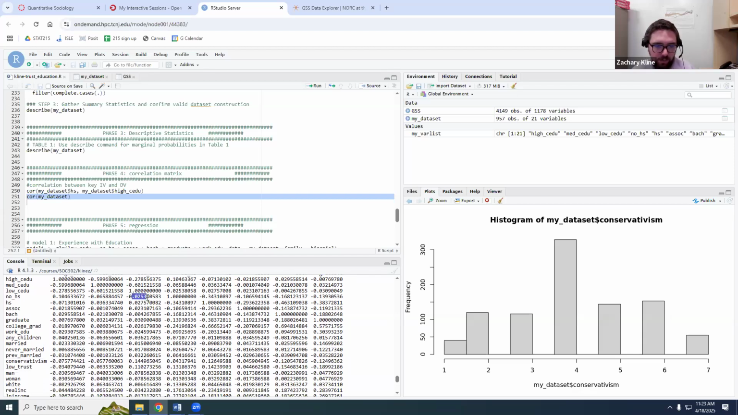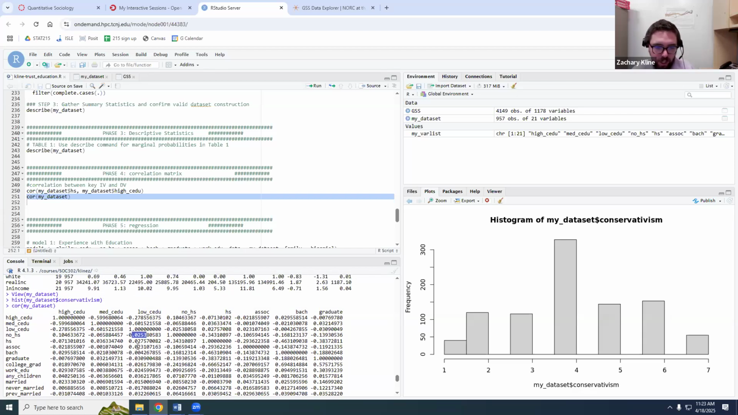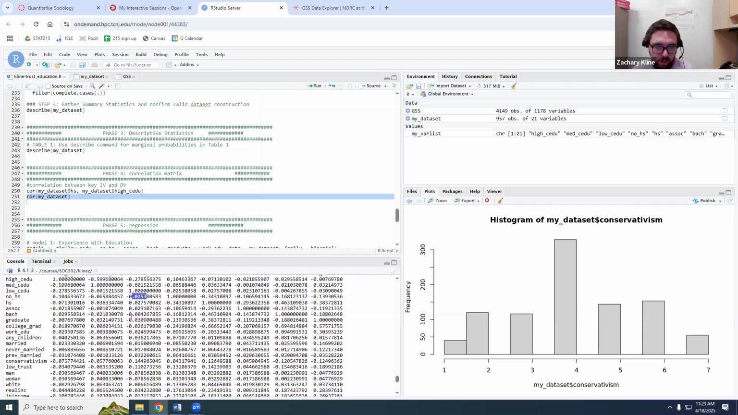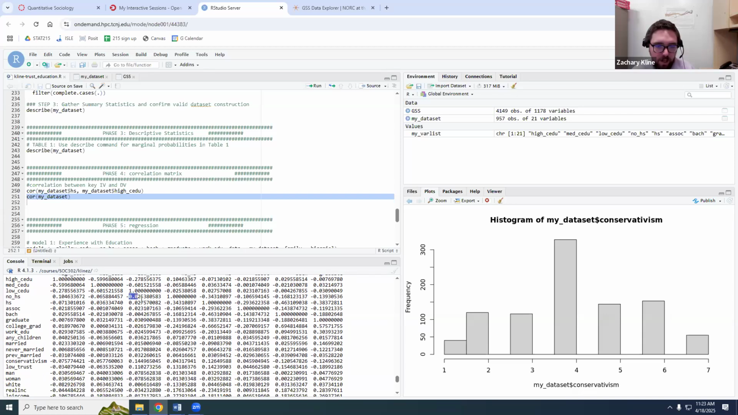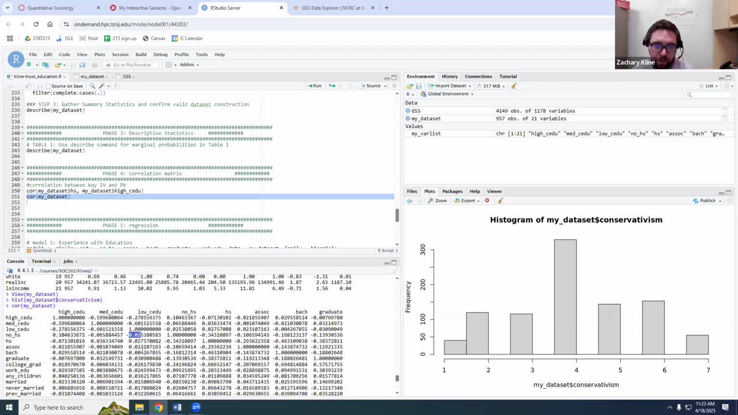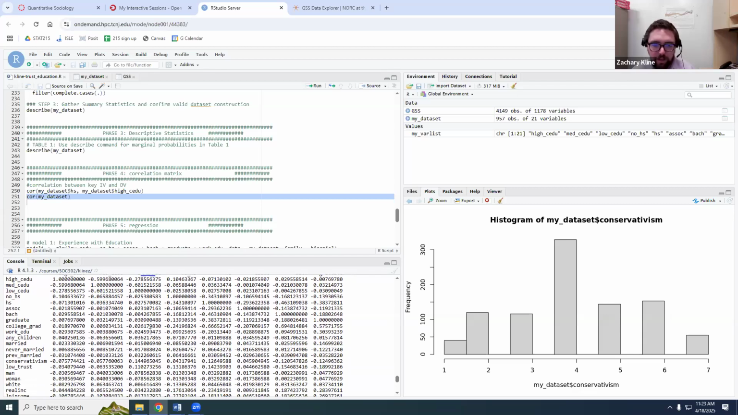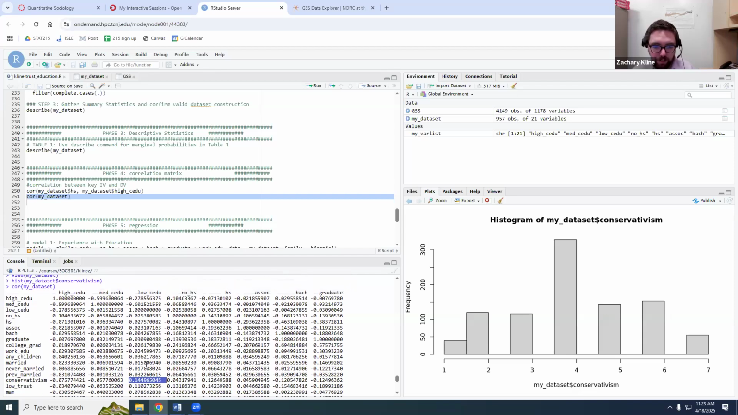So there's this negative correlation between no high school and low confidence education, negative between graduate and low confidence education. In other words, people with no high school seem to be less likely to say they have low confidence in education. People with a graduate degree seem to be a little less likely. Now, of course, none of these have any test of significance here. So we're just examining the relationship in our sample, but just to get a sense of what our data are telling us.